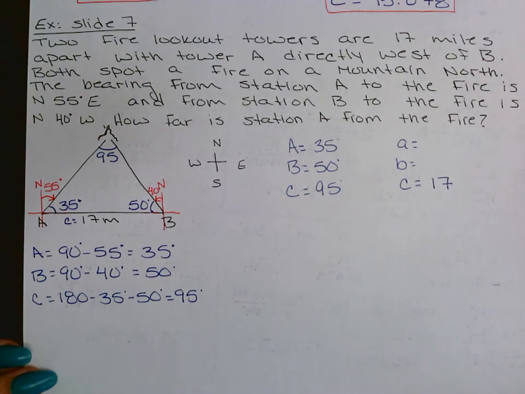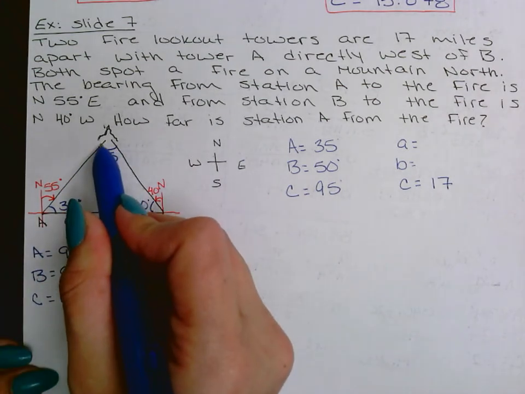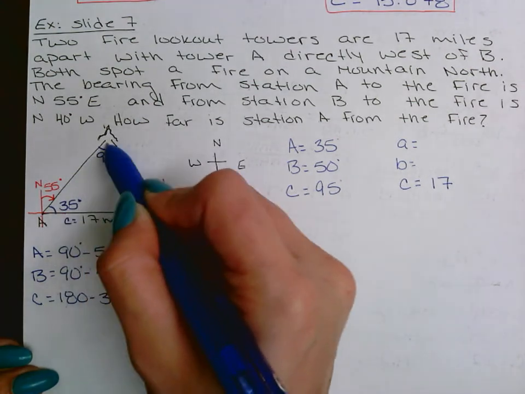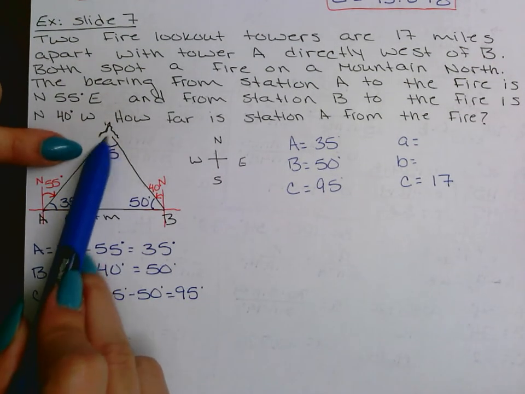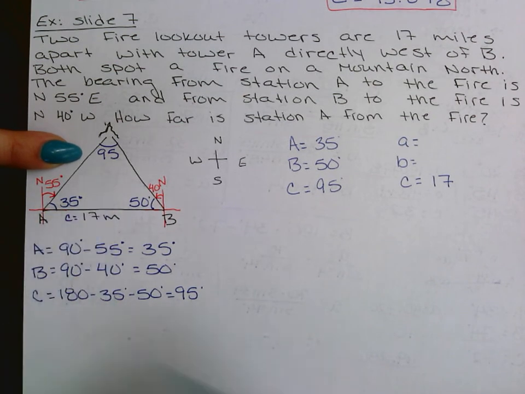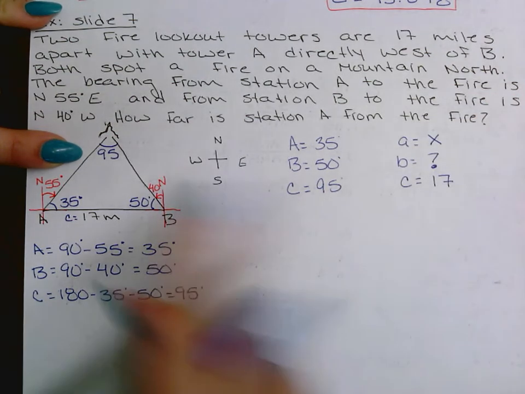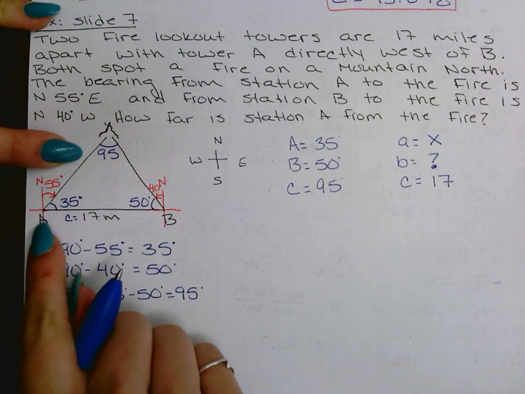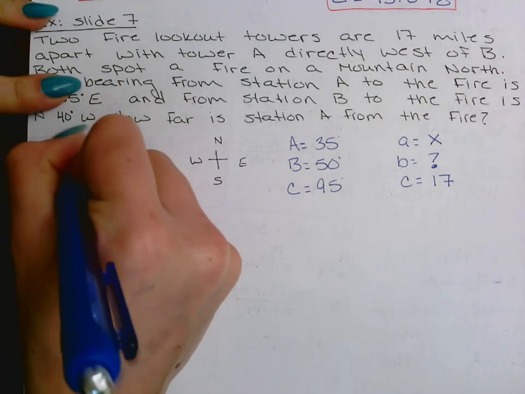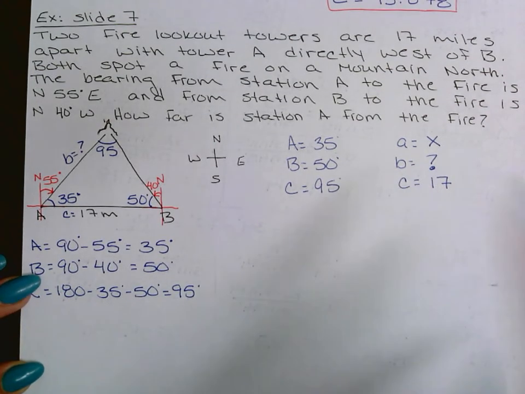Okay? So now the question says, how far is station A from the fire? So follow my pen. Station A to the fire is this line right here. Who is this little line across from? B. So who am I really looking for? I'm really looking for little b, and I don't care about little a because I'm only wondering how far is station A from the fire. Okay? So you see I have a match, and I'm looking for little b.